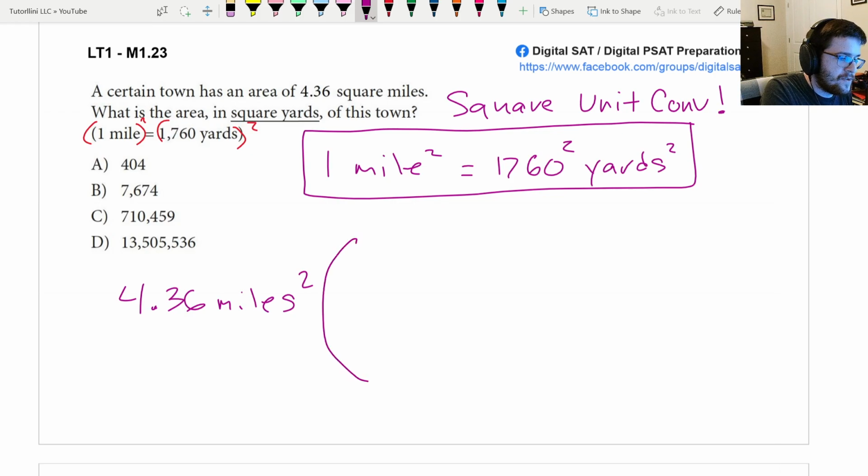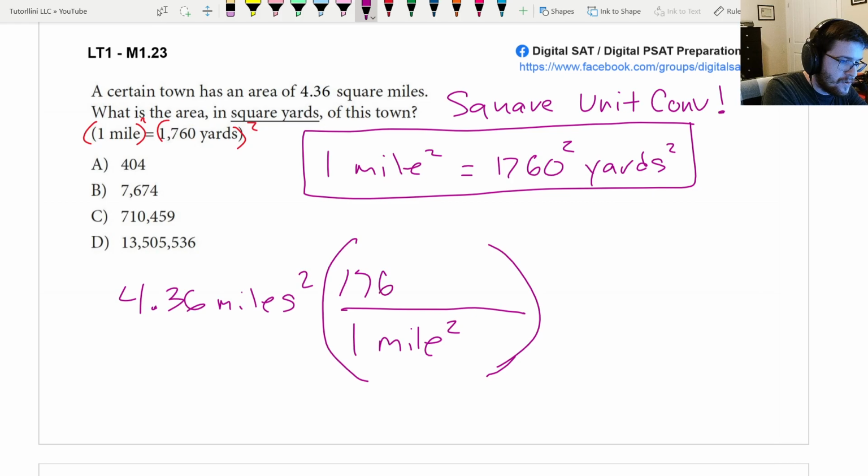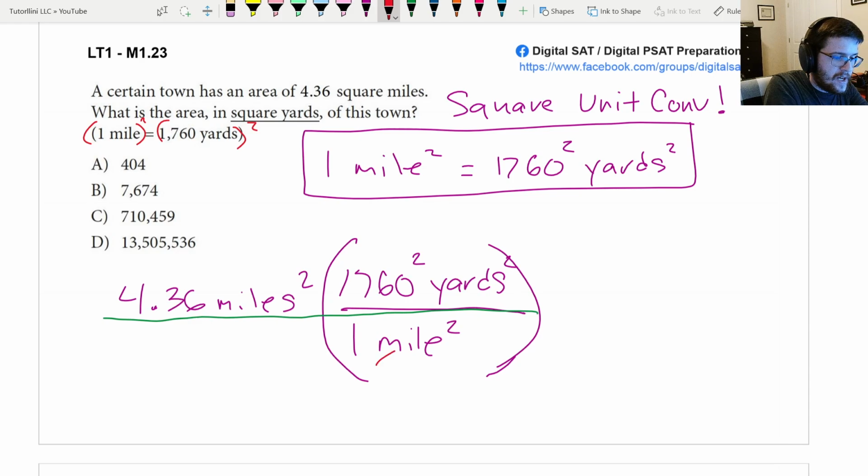So now we can do the factor label method. I'm going to put one of these guys on the top and one of these guys on the bottom. I'm going to put 1 mile squared on the bottom and 1760, don't forget the squared, yards squared on the top. Now I check, if I look at opposite sides of the division sign, do I have the same unit? I do. Miles squared cancels. And now we're left with 4.36 times 1760 squared over 1.